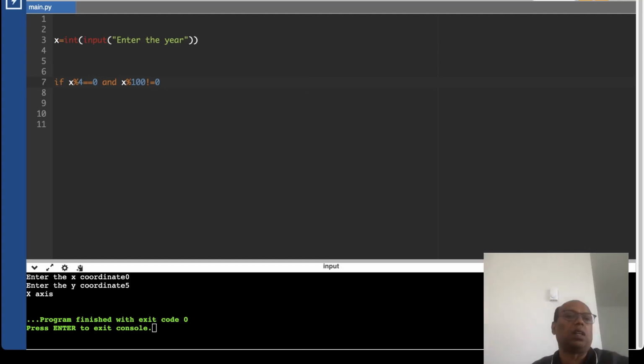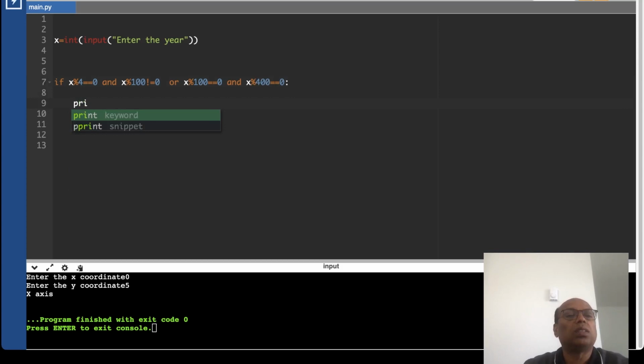2004 will satisfy this condition because when I enter 2004, 2004 modulus 4 is 0. 0 is equal to 0 is true, and 2004 modulus 100 is 4, which is not equal to 0. Both are true, therefore it's a leap year. Otherwise, if the year is divisible by 100, it should be divisible by 400. In this case, I will use print.